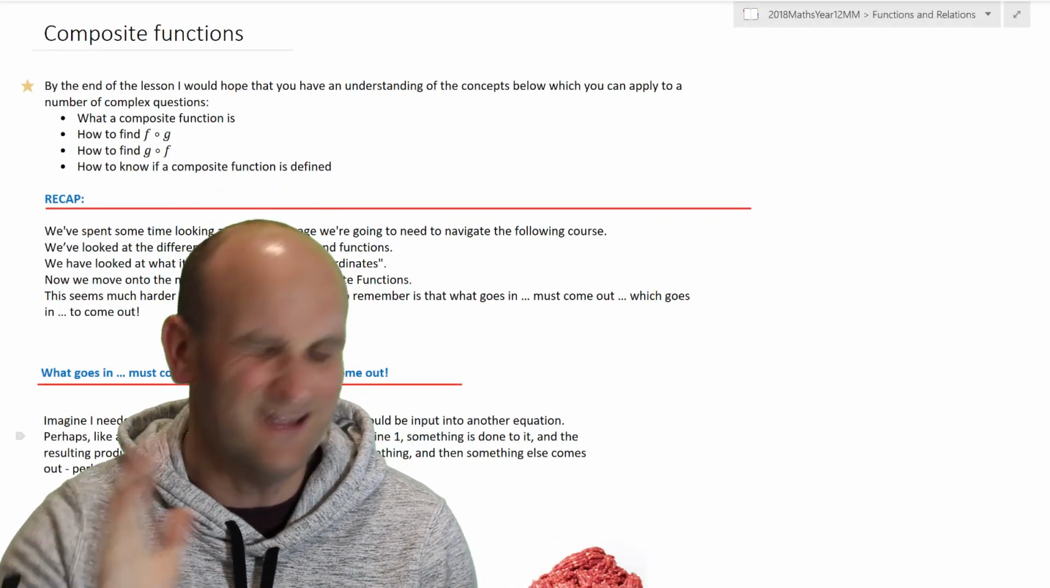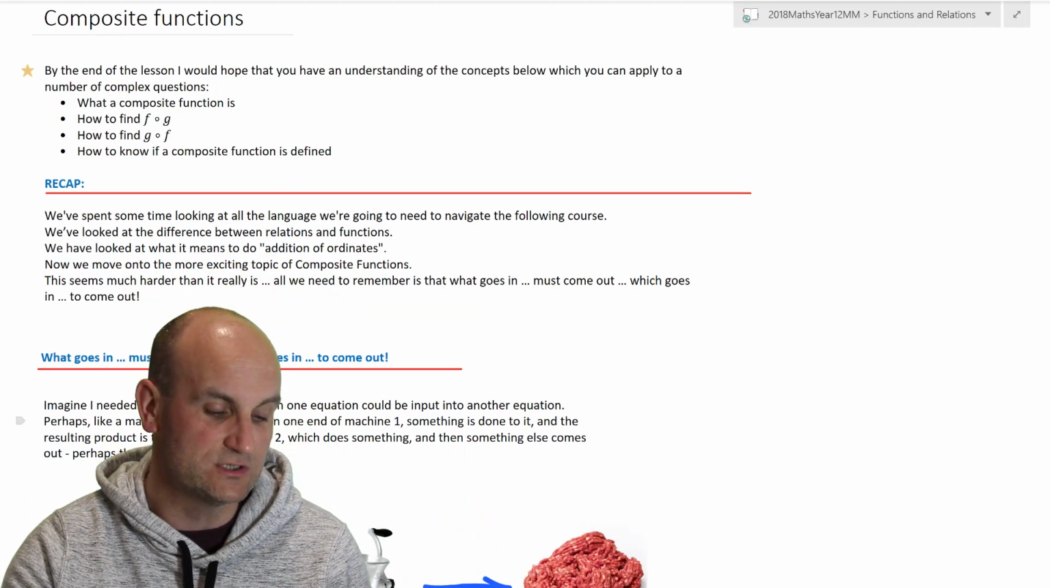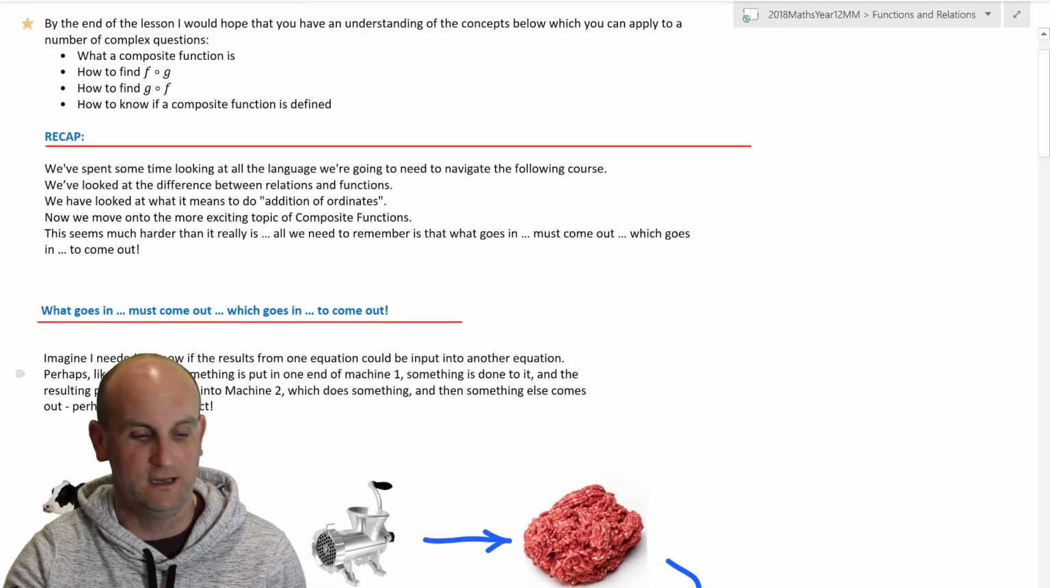Anyway, enough of that. You want to know what a composite function is? Well, so do I. Lol, I already know what a composite function is.